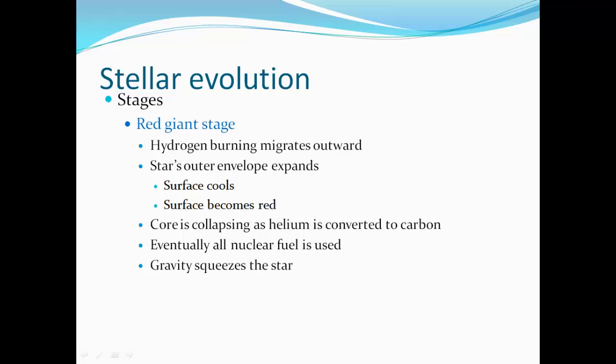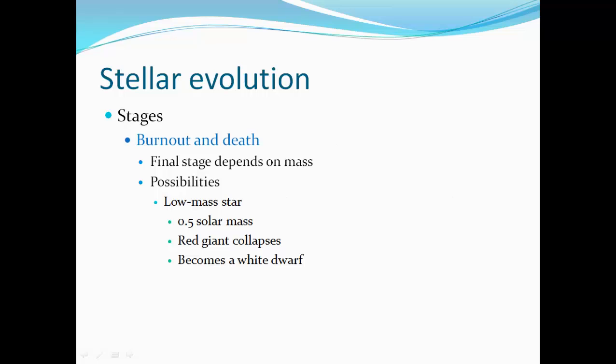Red giant stage. Hydrogen burning migrates outward. The star's outer envelope expands and the surface cools. The surface becomes red. The core is collapsing as helium is converted to carbon. Eventually all nuclear fuel is used and gravity squeezes the star. Burnout and death. The final stage depends on mass.